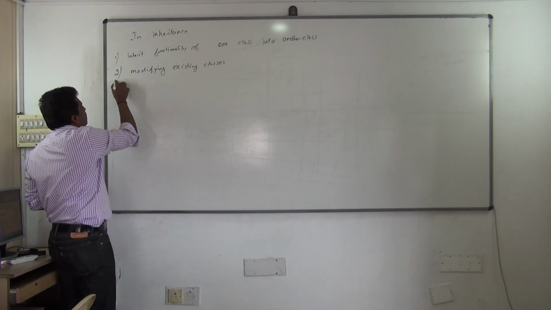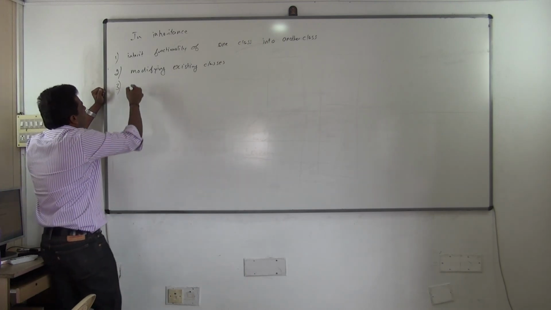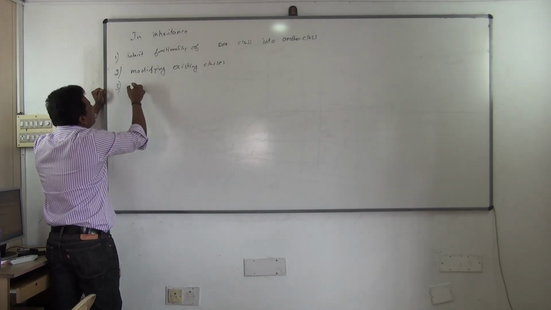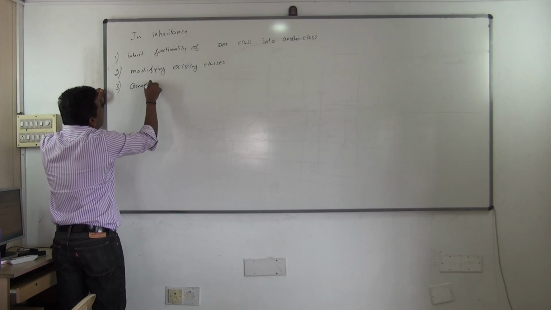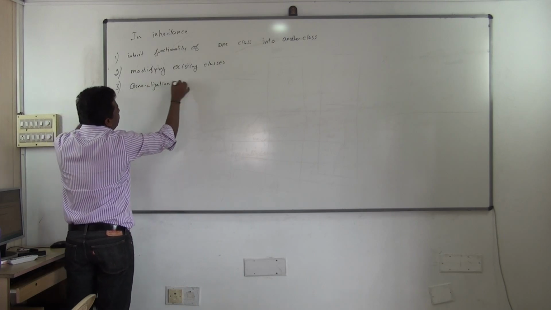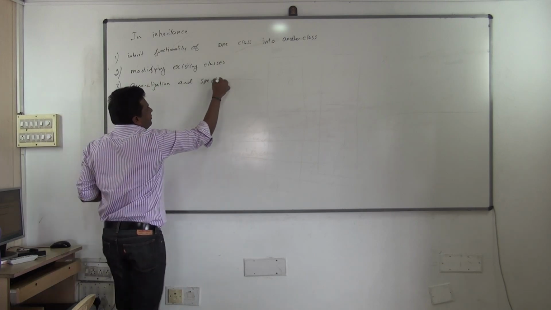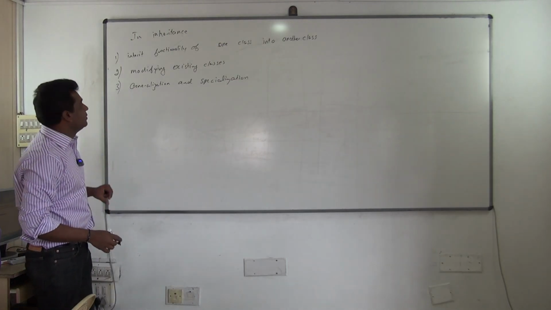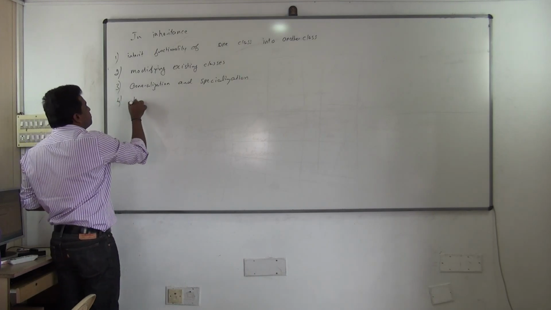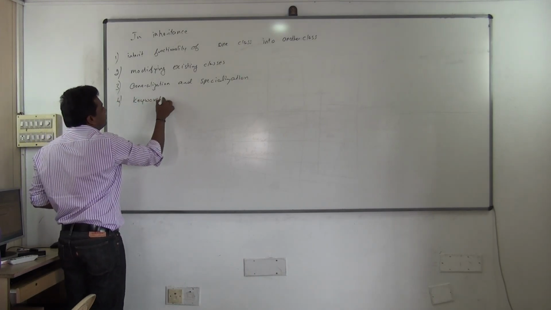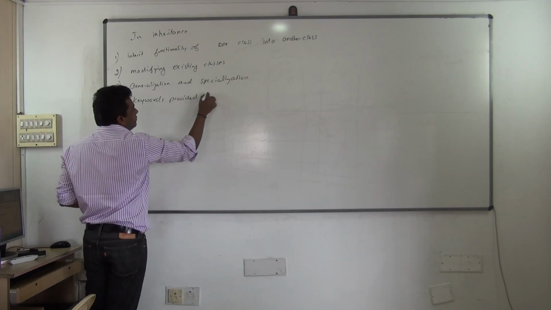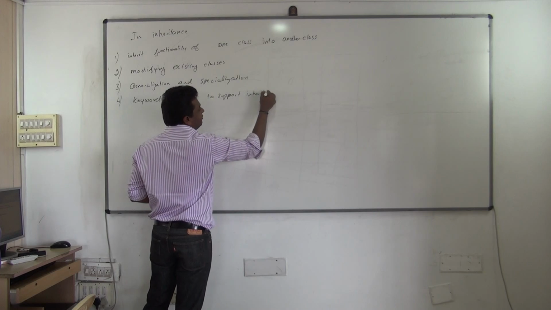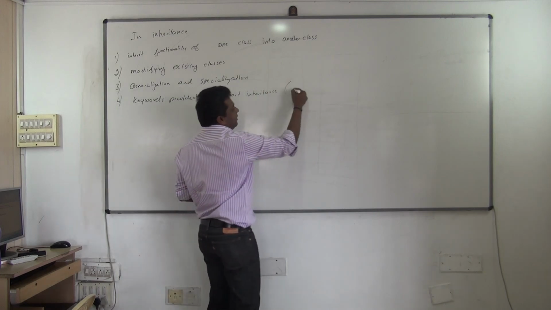Then we have to understand generalization and specialization. These two terminologies I have to make you understand. Then the keywords provided to support inheritance. Which are the two keywords we use extensively in inheritance? Extends and super.